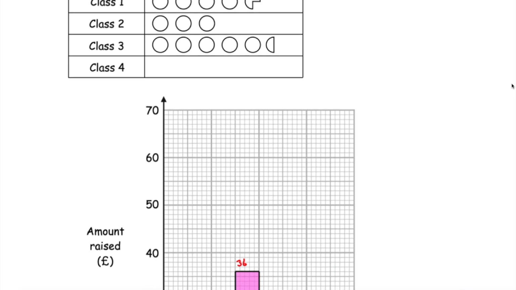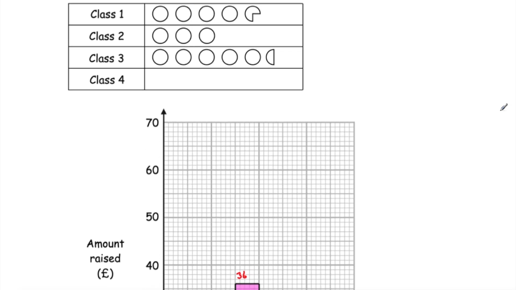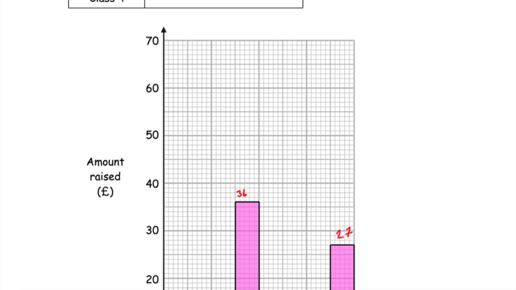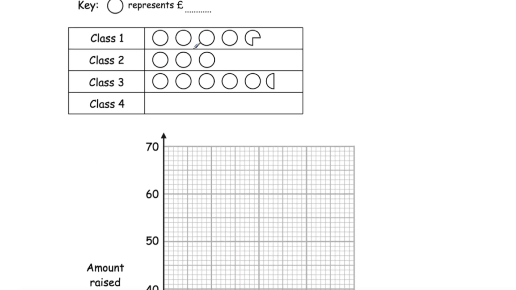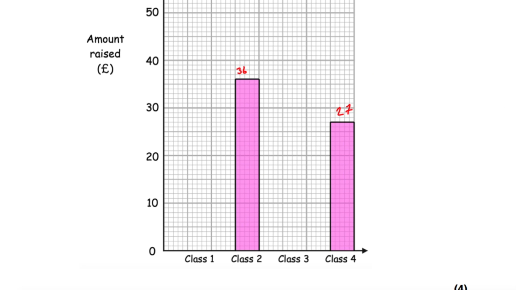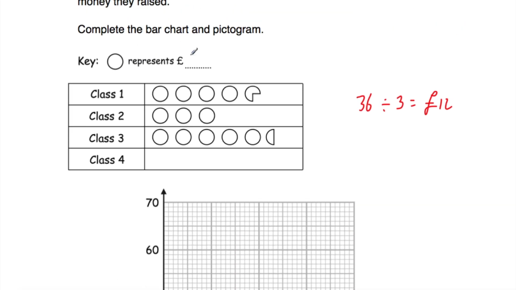Now if we go back up, let's have a look at our pictogram. We have class 1, 2 and 3. Actually, if we have a look here, we've got class 2. That's going to be quite useful in this question. We know that class 2 raised 36 pound. And if we go back up to our pictogram, that means that 3 circles is equal to £36. So if we take the £36 and divide it by 3, that'll tell us how much money each circle is worth. And 36 divided by 3 is equal to £12. So that means that each one of those circles is £12. 12, 24, 36. And just to check, that bar has got a height of £36. So that means we can go up and complete our key, that each circle represents £12.